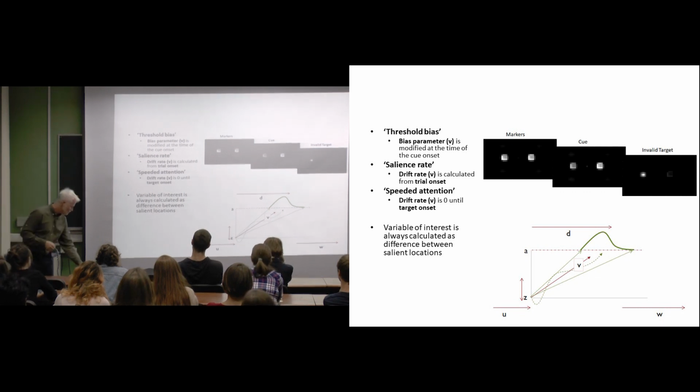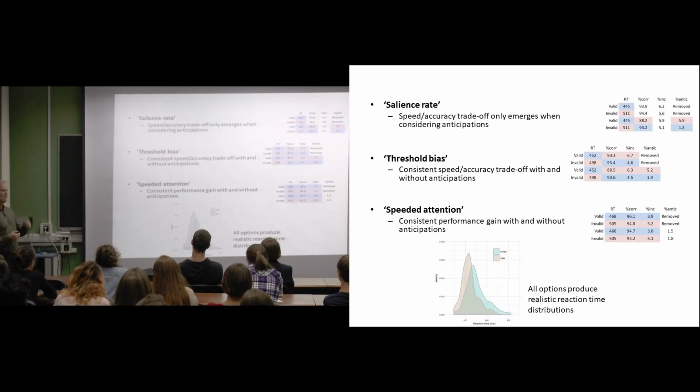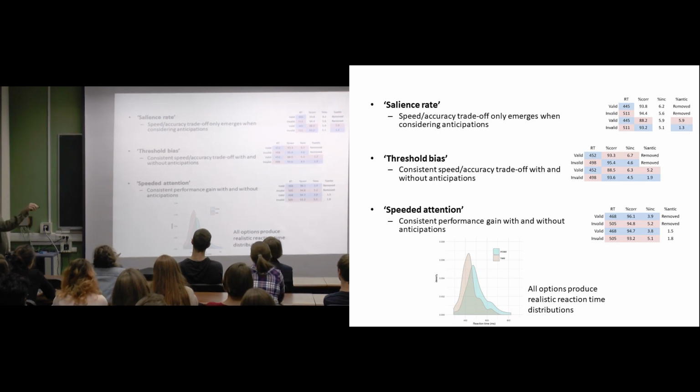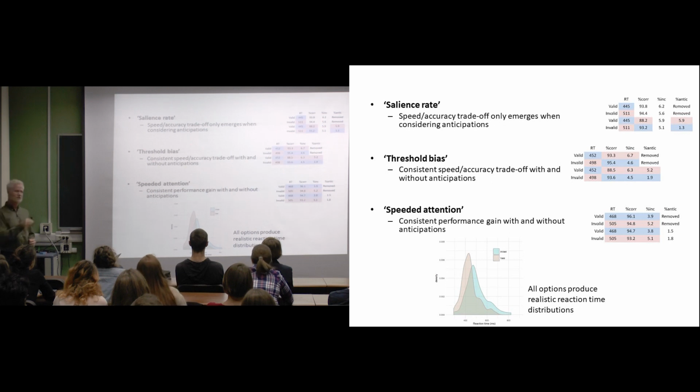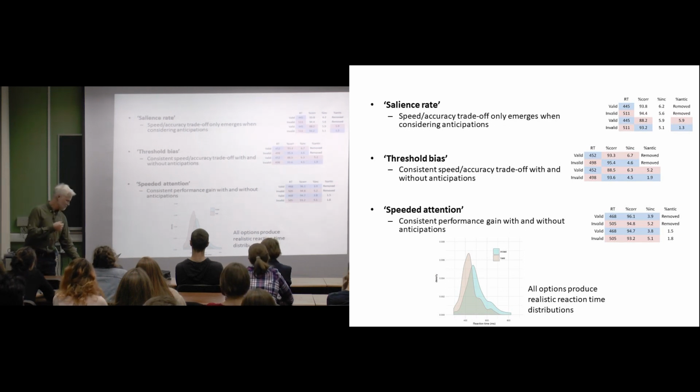So we modeled this with the diffusion model, and we took a look at 3 different parameters that we could change. We looked at a speed accuracy trade-off, we looked at anticipations, and we looked at pure performance gains. And what we're finding is that the prediction made by this speeded attention pure performance gain is the best model fit based on this full process. So we're mimicking the full visual system, how it processes the spatial information and the temporal information. Okay.